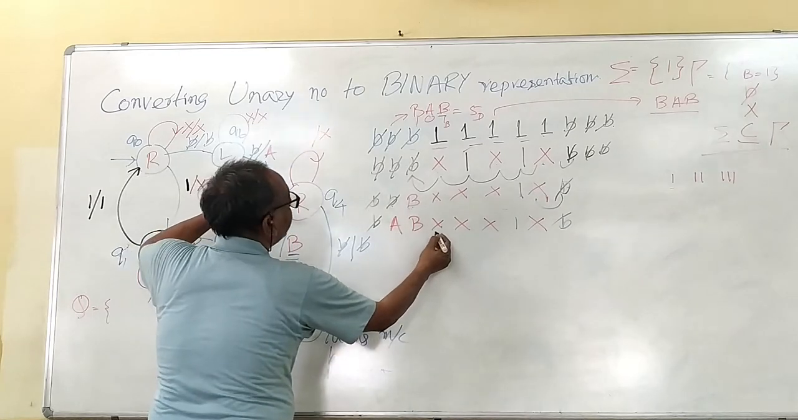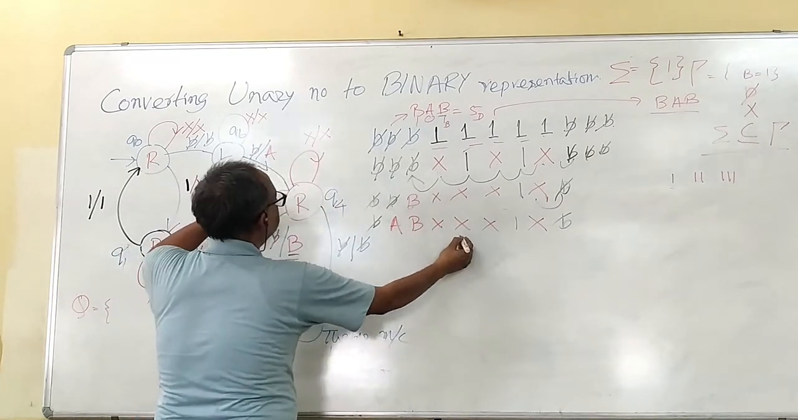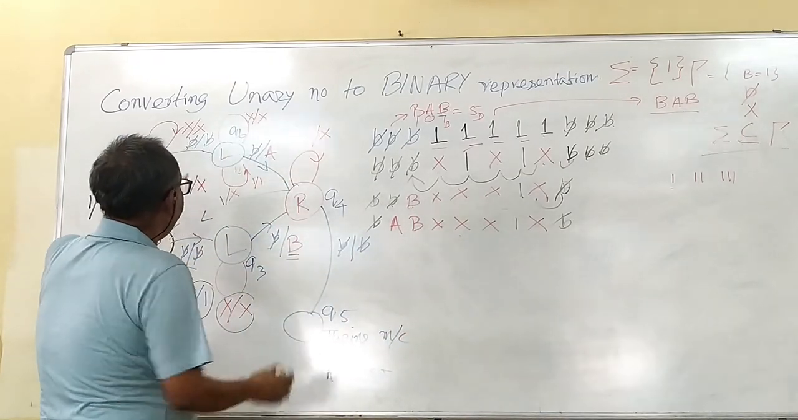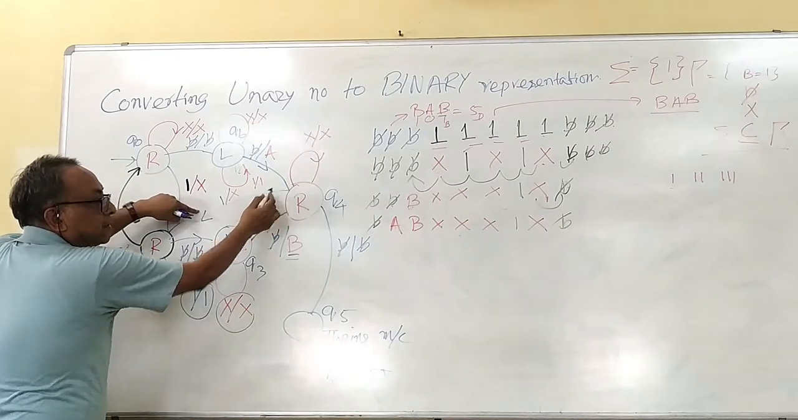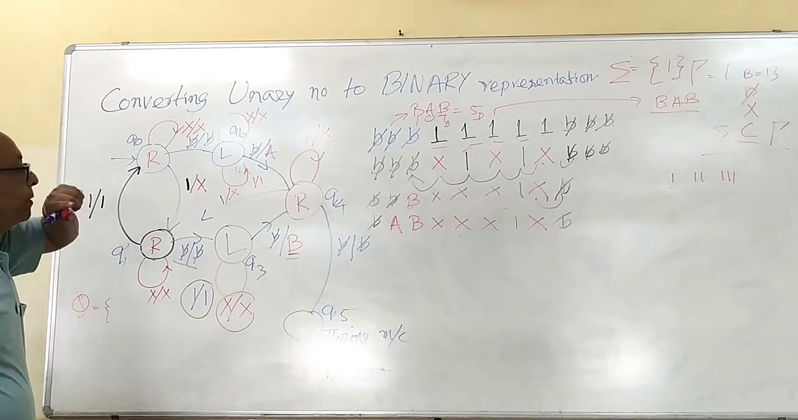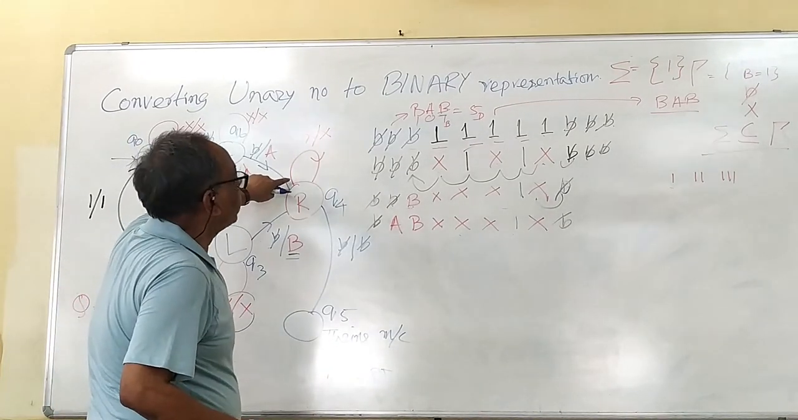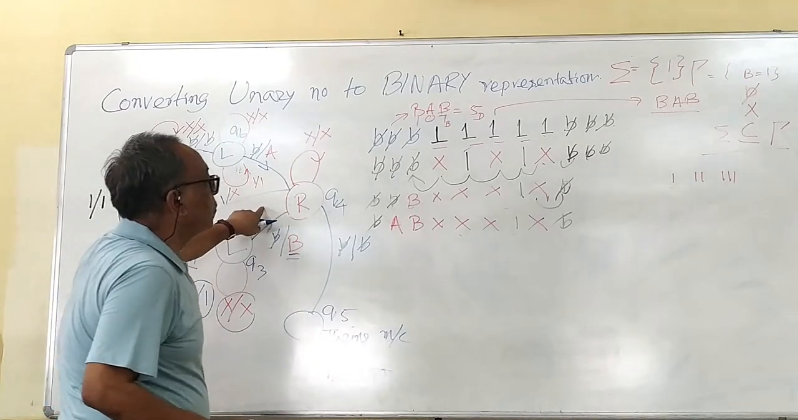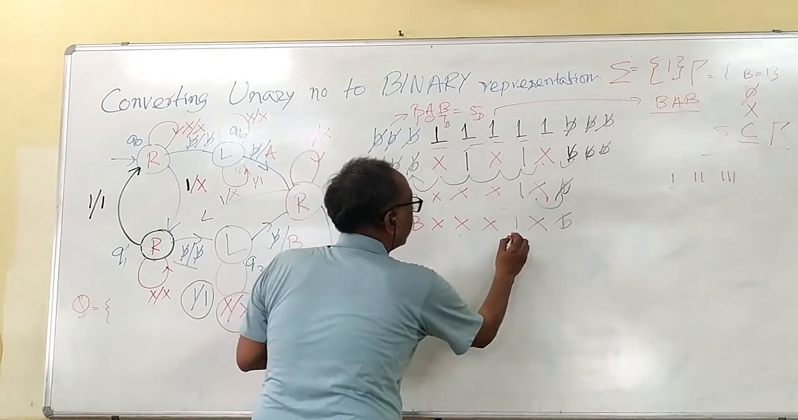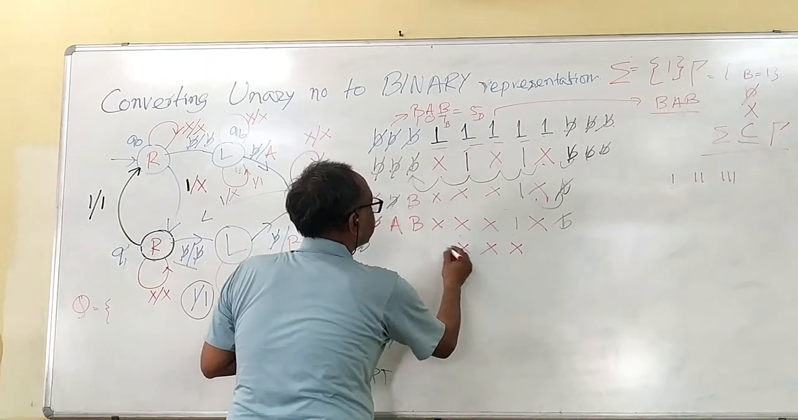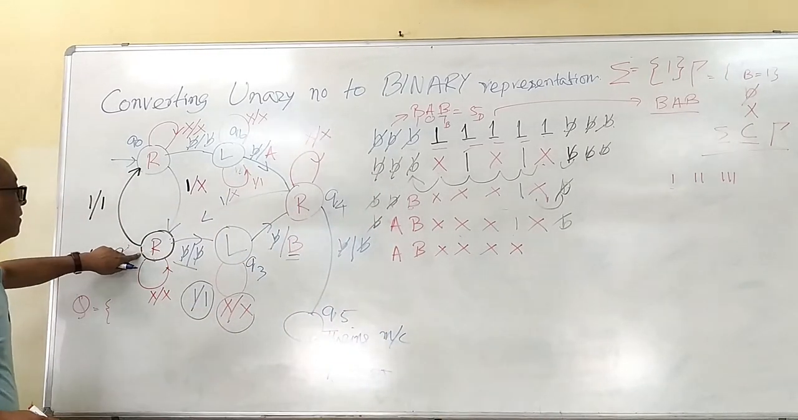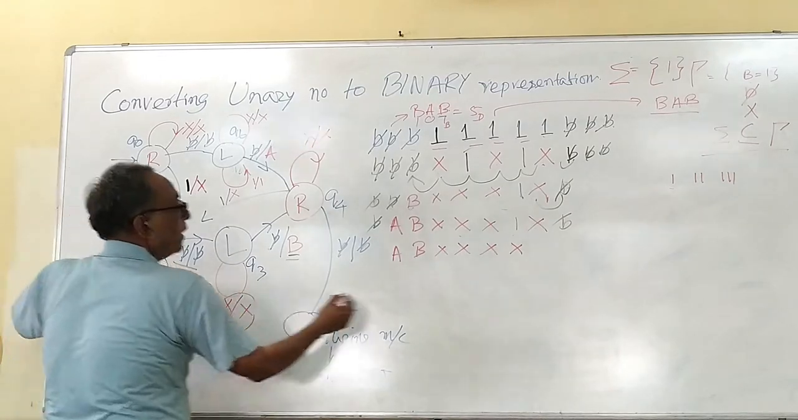X to replace, nothing, nothing, right, right, then until I got 1. When I got 1, I replaced it to be X. X to replace X. Then after seeing 1, we replace it with X. This one with X, X, X, X, A, B, X. Here. Then X to X, I go to here.